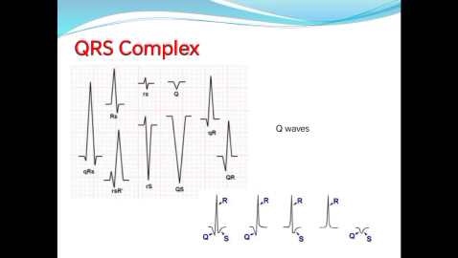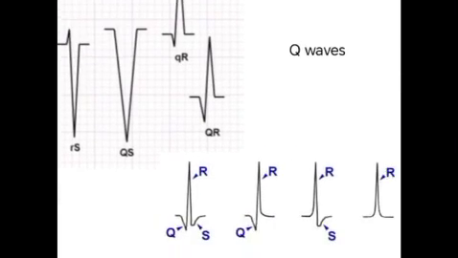QRS complex. Here we will talk about what the QRS complex is and how it progresses in the precordial leads, from lead V1 up to V6. So what is the Q wave? The Q wave is always the first negative deflection of the QRS complex. Here is an example of a Q wave. You see here the first negative deflection.